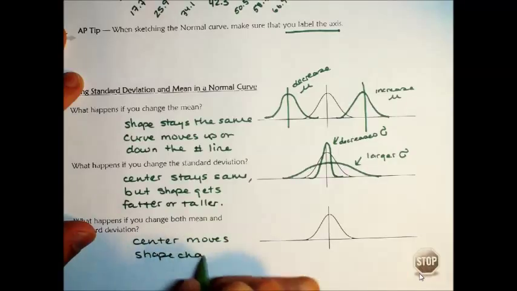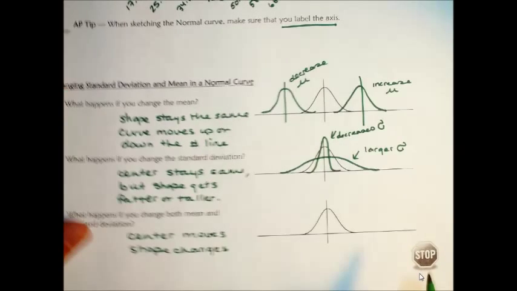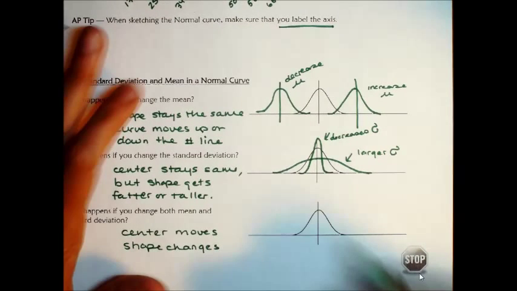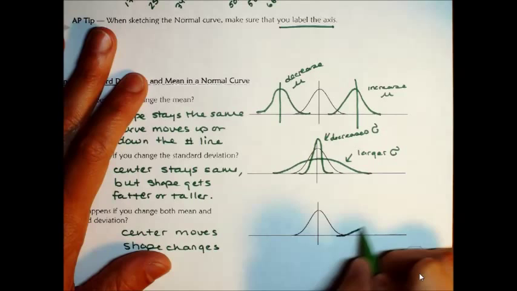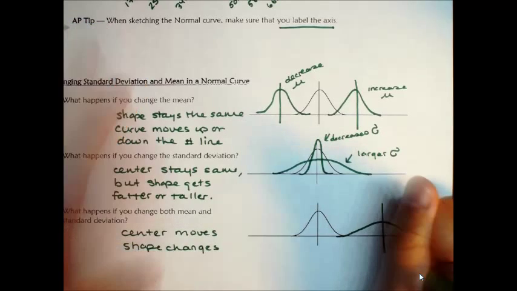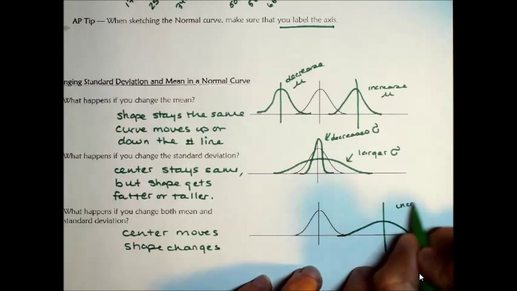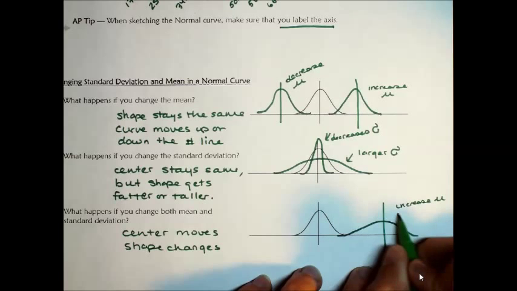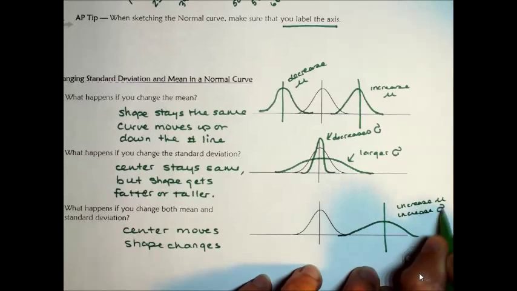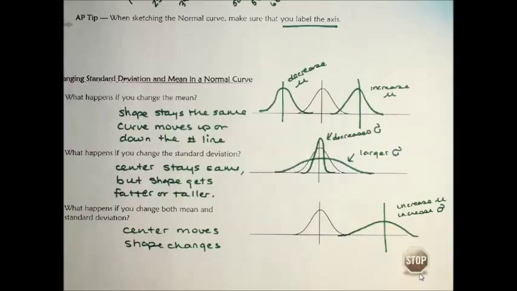So for example, if we increased our mean and also increased our standard deviation, we would get something like this. This would be an increased mean and an increased standard deviation. Because the standard deviation is getting wider, that means the data is spread apart, and since our average is also getting larger, the center is going to shift toward larger positive numbers.